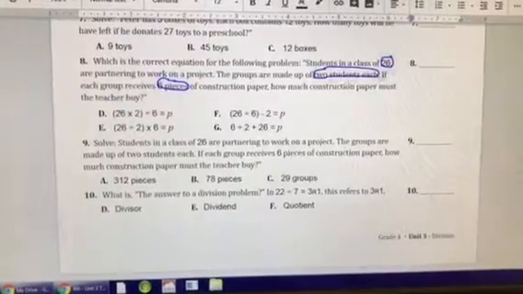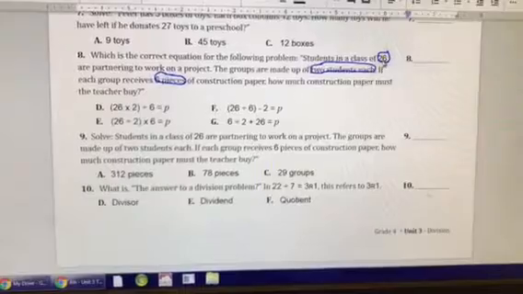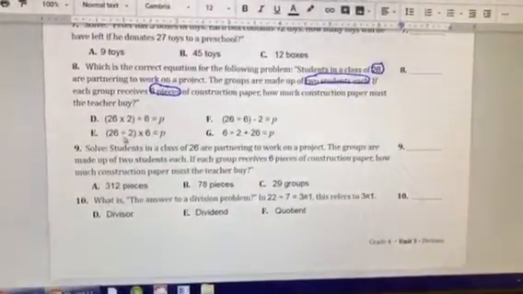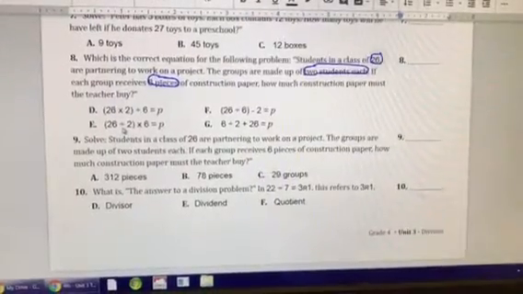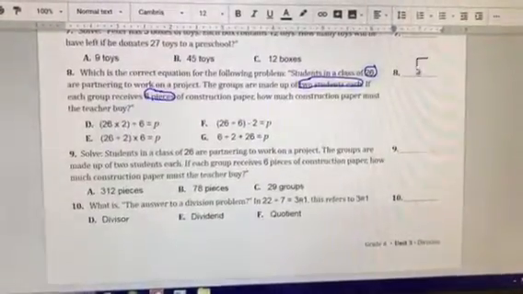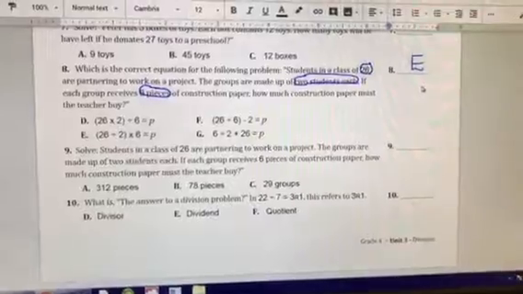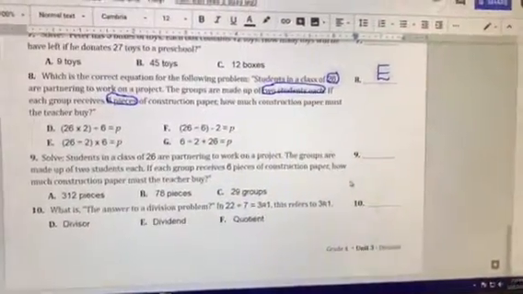So as we talked about before, I'm going to find out how many groups I have first by taking 26 divided by 2 and then multiplying by 6 to show how much paper each group is getting. So E shows me 26 divided by 2, number of groups, times 6. So if we now move on to number 9, we're solving this problem.